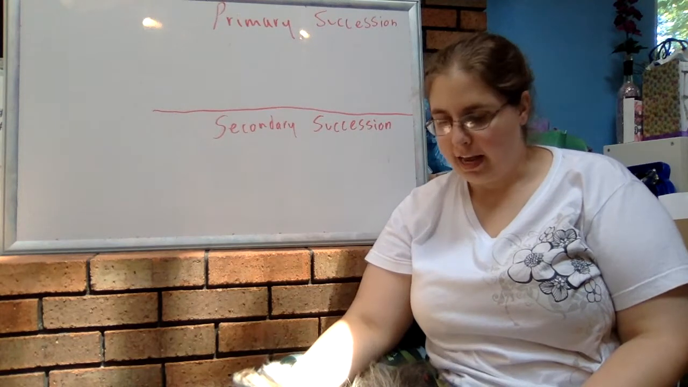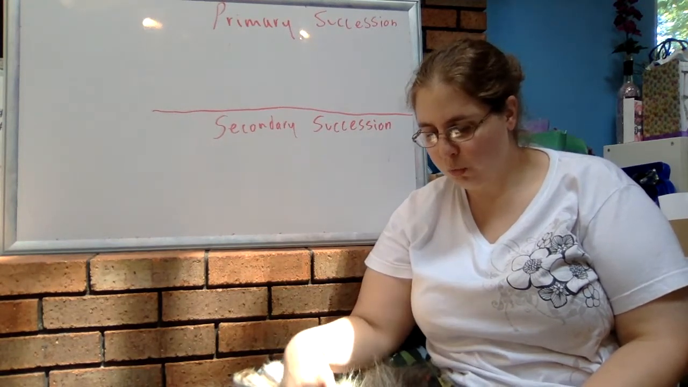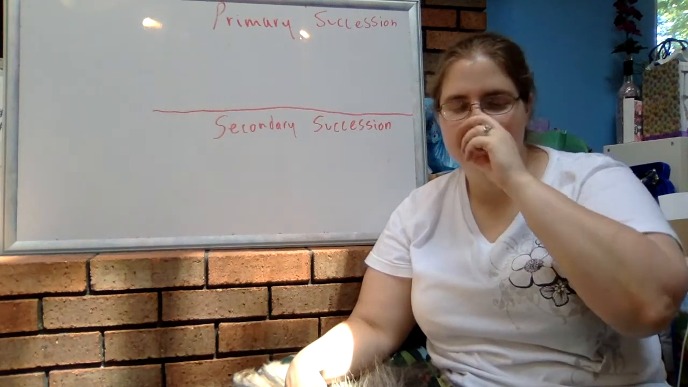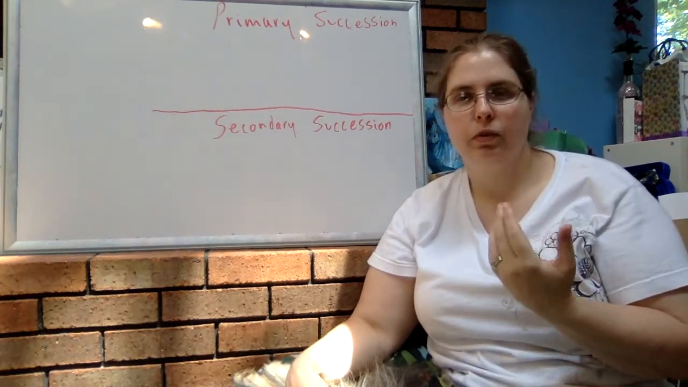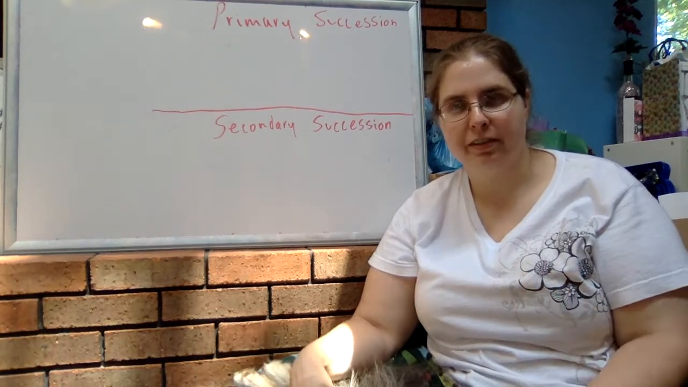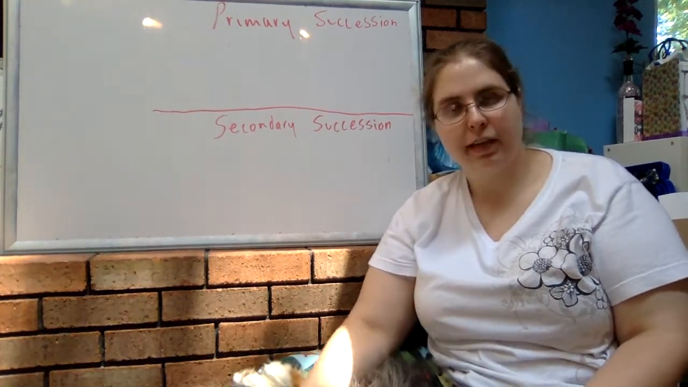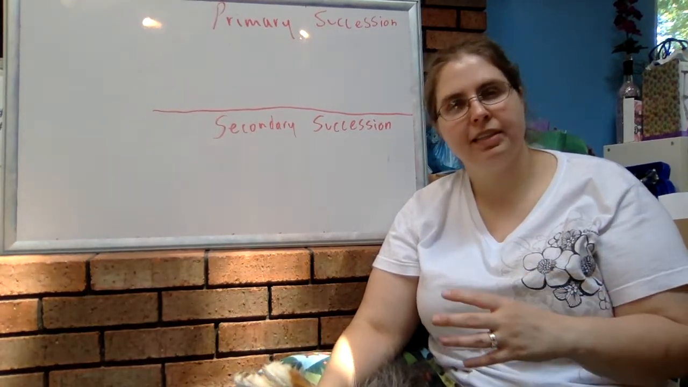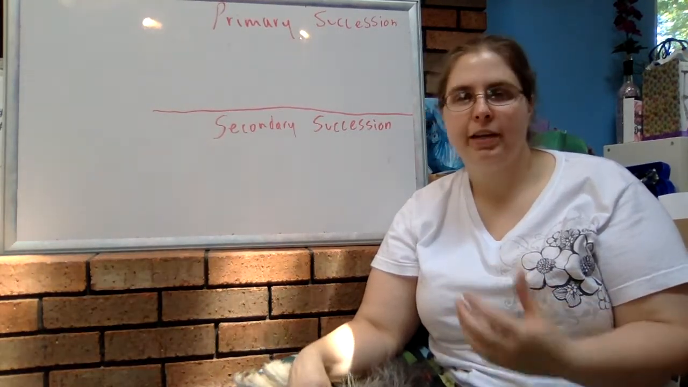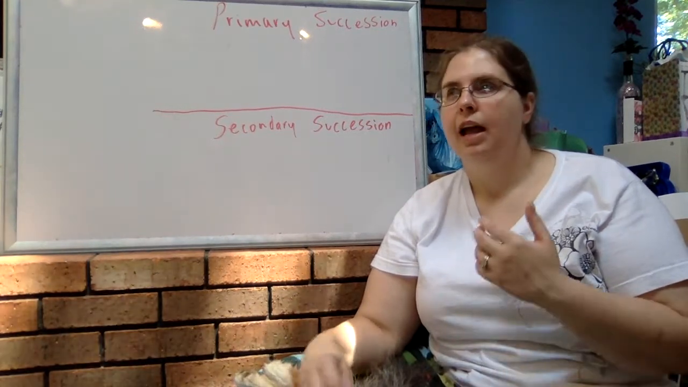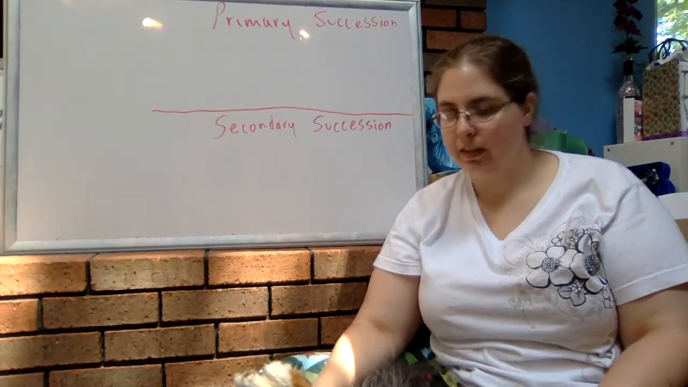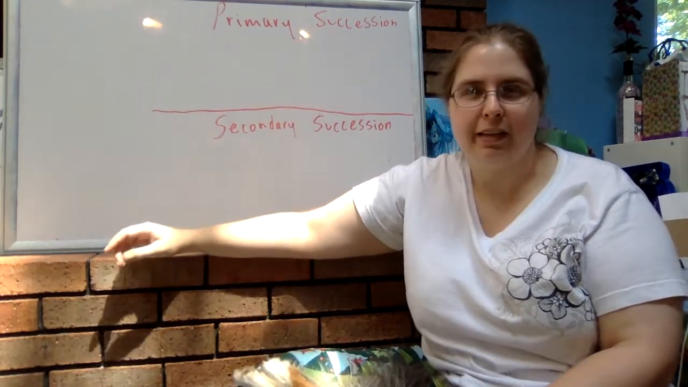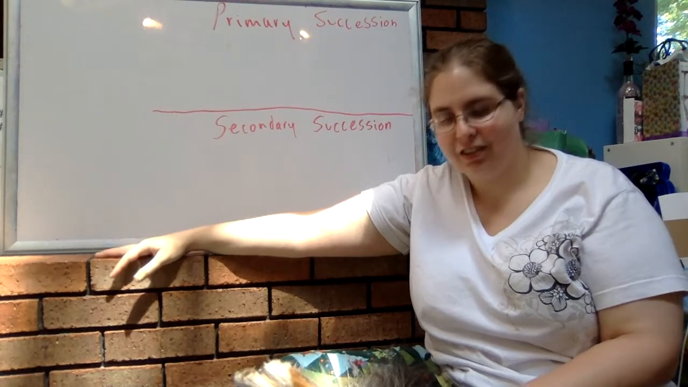So, disturbances occur, and what we can then do is make predictions on how the ecosystem will repair itself, and we call that ecological succession. Ecological succession is the predictable steps that occur over time in an ecosystem after a disturbance has happened. Now, there are two types of ecological succession: primary succession and secondary succession.